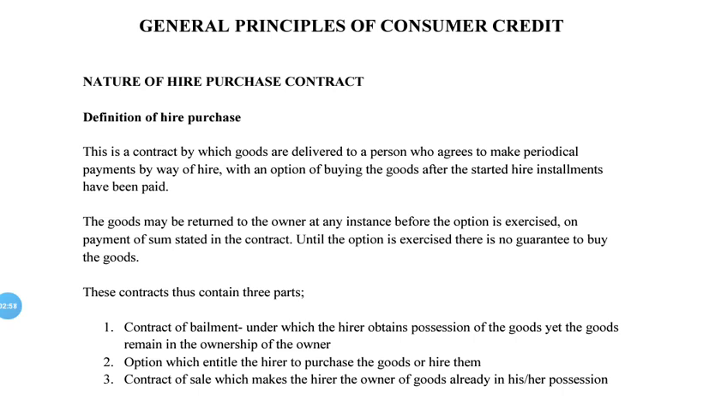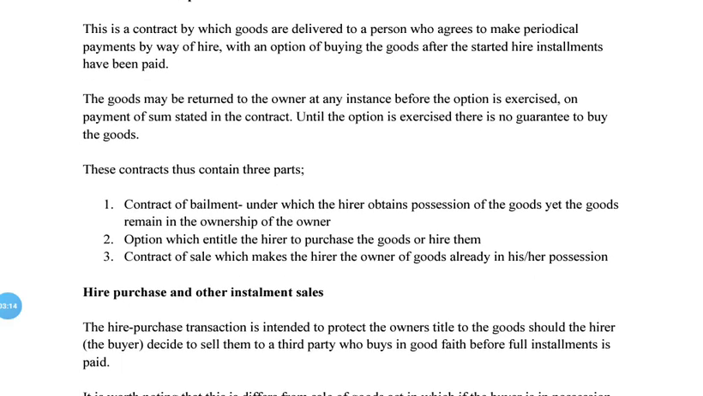So the contract thus contains three parts. The first is the contract of bailment. Remember the contract of bailment. This is where the hirer obtains possession of the goods, yet the goods remain in the ownership of the owner. So you retain possession. Possession, remember, is not ownership or title. The item is in your hands. That is when we say that you possess the item.